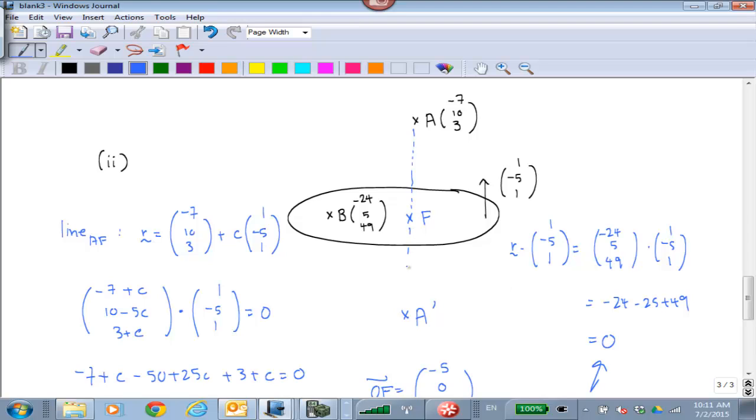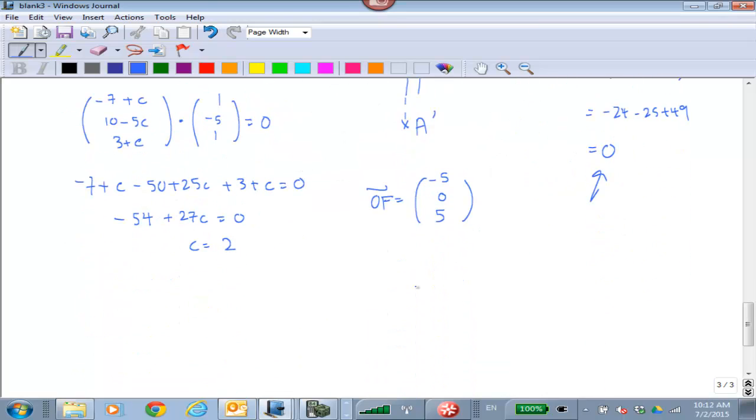Why? Do you realize that this is also a ratio? Agree? It's a ratio. 1. Reflection, the length is the same. Which means that OF is equal to OA plus OA prime divided by 2. Make sense? And once I have OF, OA prime will come out. Understand? So, to do reflection is a combination of finding foot of perpendicular plus ratio theorem. Understand this? Yeah? Then from there the answer will come out.